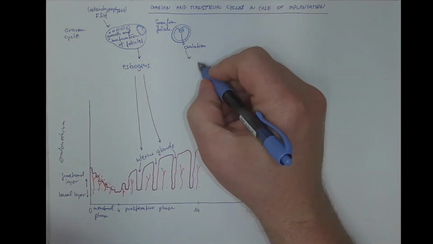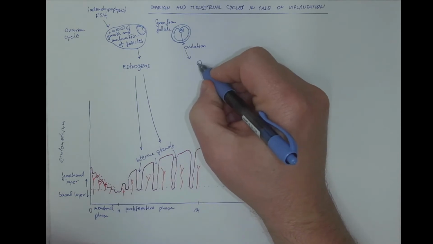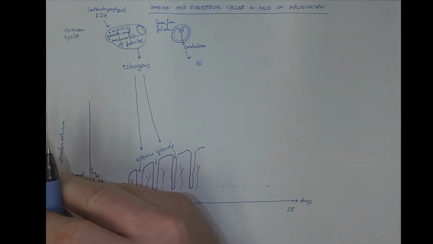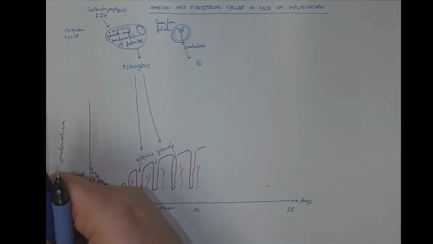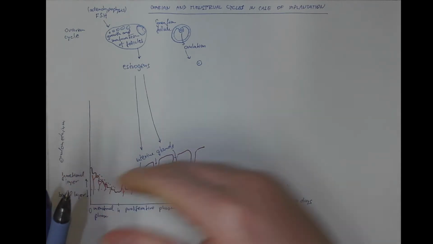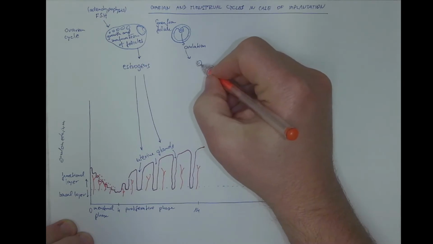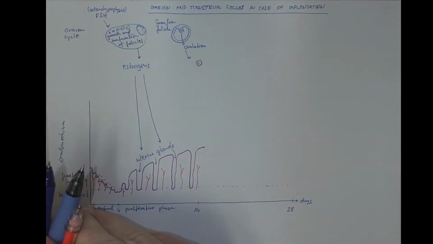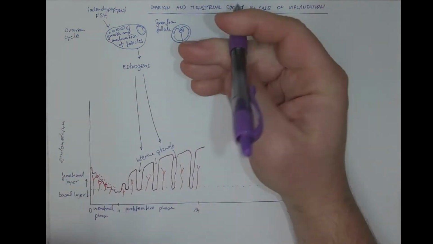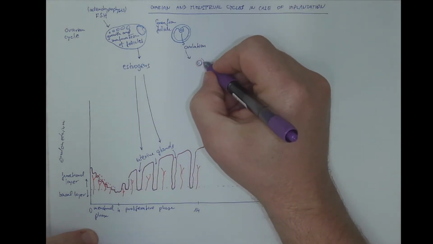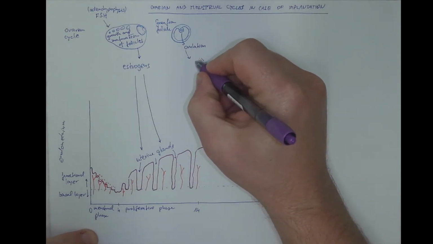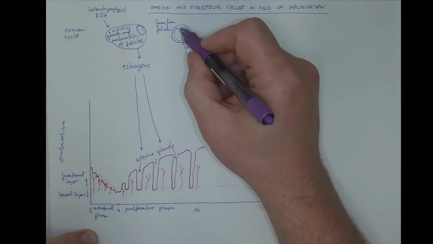So the released cell is the secondary oocyte, because shortly before the ovulation the oocyte has completed the first meiotic division in which it was arrested, and it comes out with a zona pellucida and some of the granulosa cells named corona radiata, or cumulus cells from this cumulus oophorus.